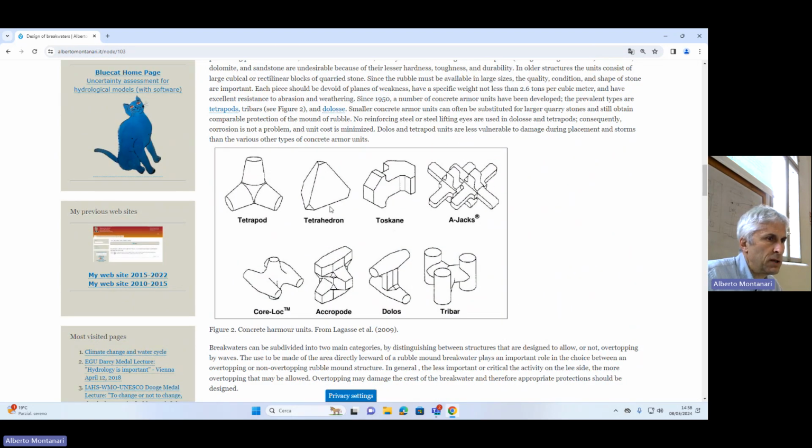And these are the typical shapes that are used. The tetrapods are those that are most commonly used, but there are also some more articulated shapes like dolos, toscane, or corlock, or tribar. You see that the complexity of these forms is conceived in order to maximize the capability of the units to connect to each other, to block each other.